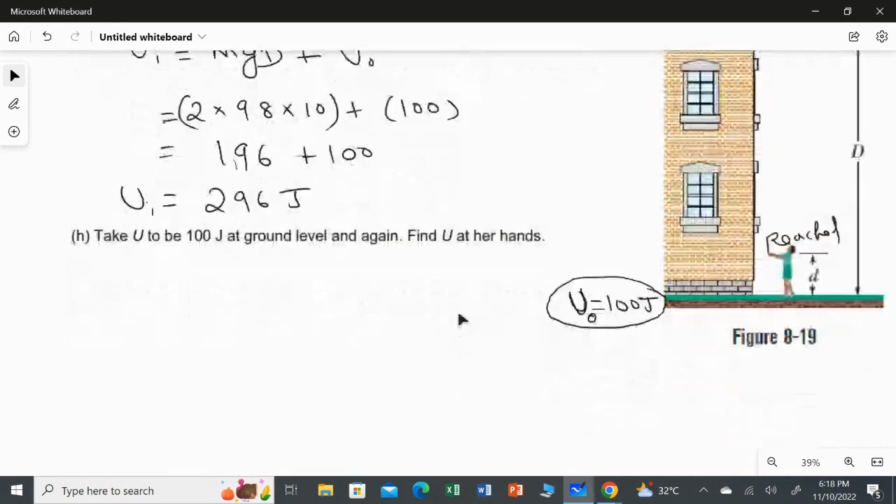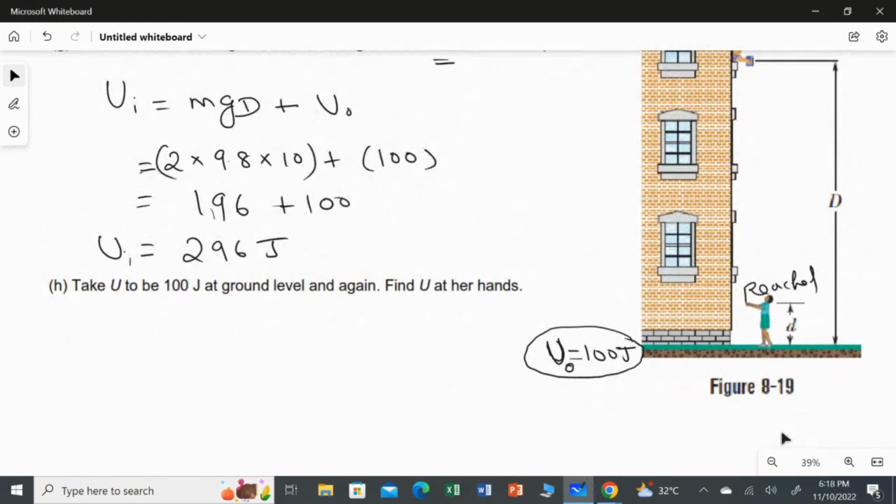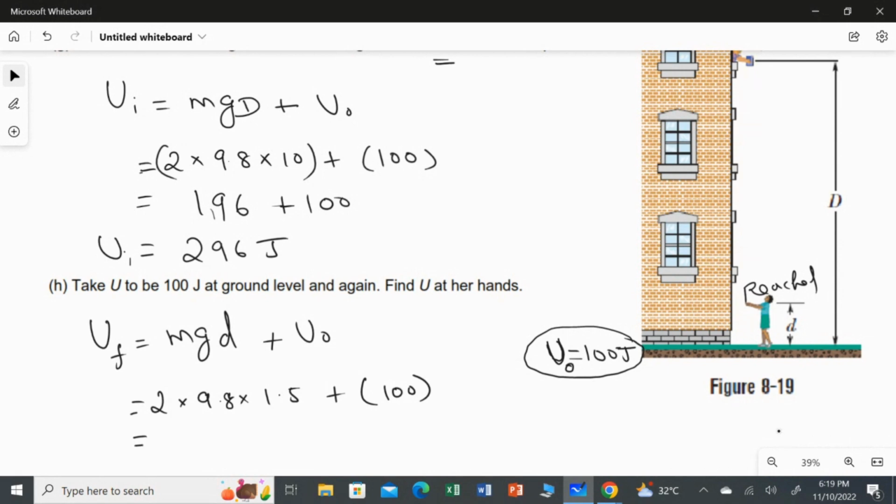And in the last question, again, we are going to find what is the potential energy in the reached point. That means when the book is reached to her hand. So potential energy final is equal to mg small d plus potential energy at the ground level. Clear? So that means 2 multiplied by 9.8 multiplied by the small d, which is 1.5, plus 100. So I have to multiply this part and then I have to add it to 100.